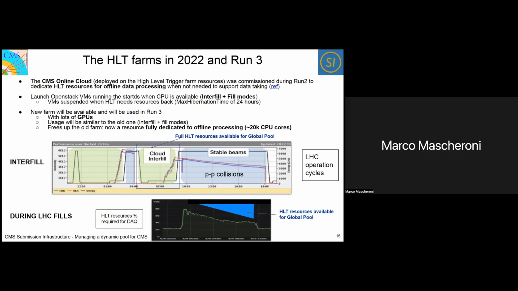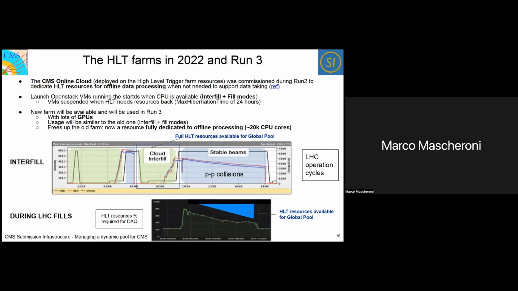For Run 2, we used a model where, when the farm was in use, we didn't have access, and there was an interfill period where we had full access to the farm, and then we had a period of time where there was a stable beam, which was decreasing, where we had an increasing number of resources available for the HLT that were connecting through the global pool, through native StartDs that were launched directly in the virtual machine. Virtual machines were allowed to be suspended within 24 hours.